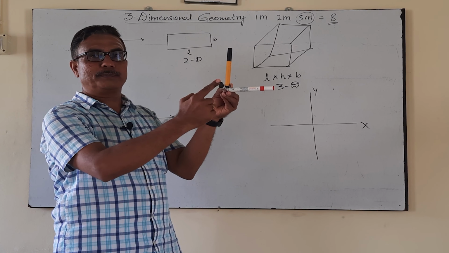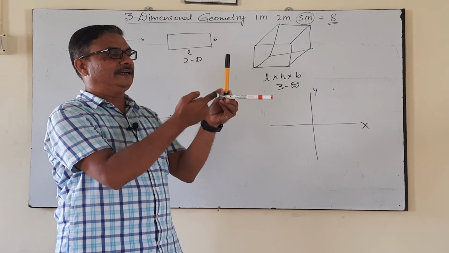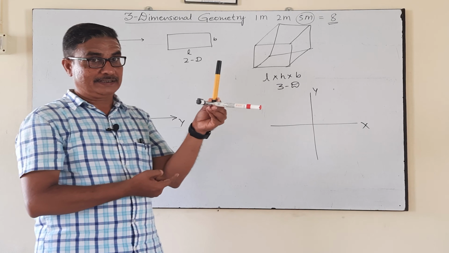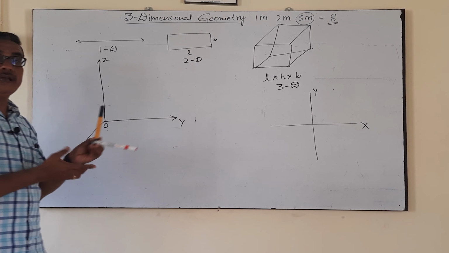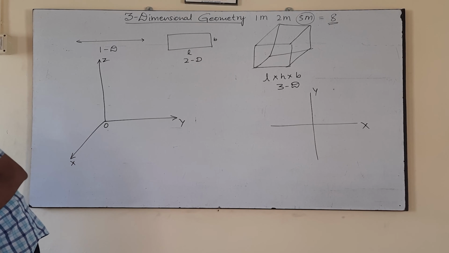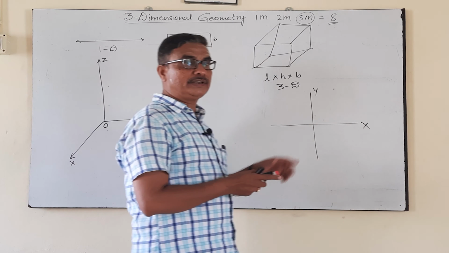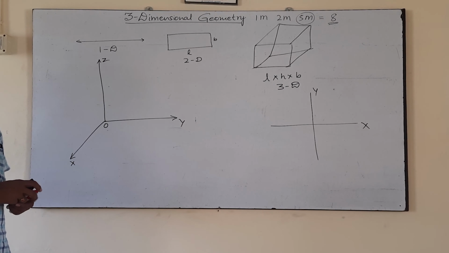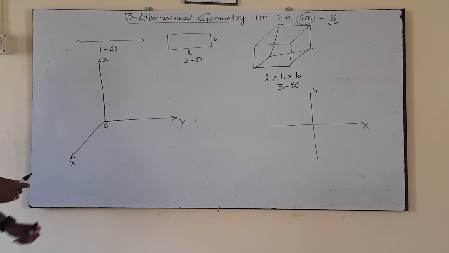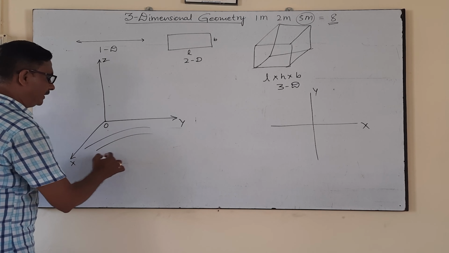X axis is perpendicular to y axis, y axis is perpendicular to z axis and z axis is perpendicular to x axis. Remember, these three axes are mutually perpendicular to each other. Now here in two axes, these two axes are perpendicular to each other, whereas three axes are mutually perpendicular to each other. Now here the x axis and y axis determine that part.